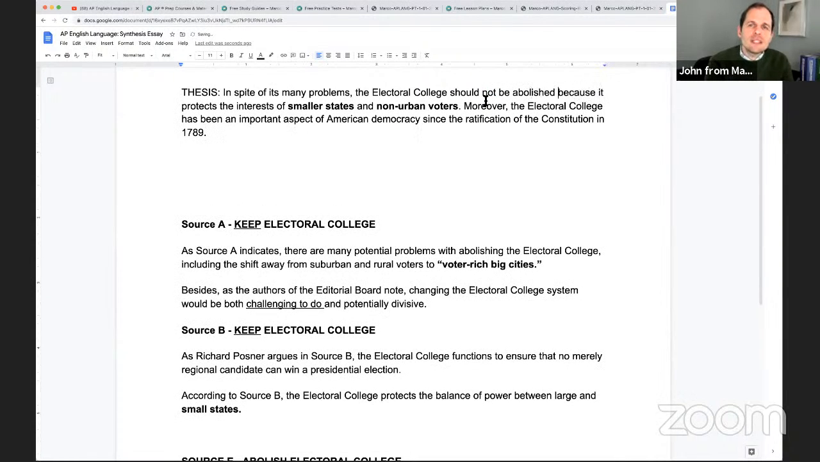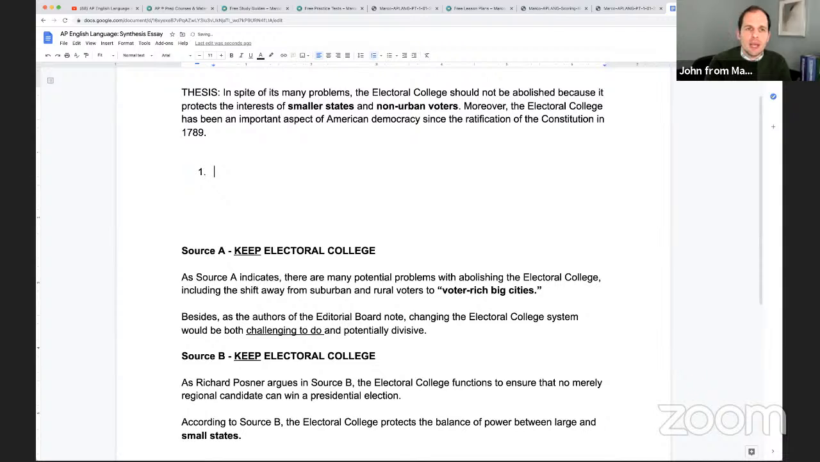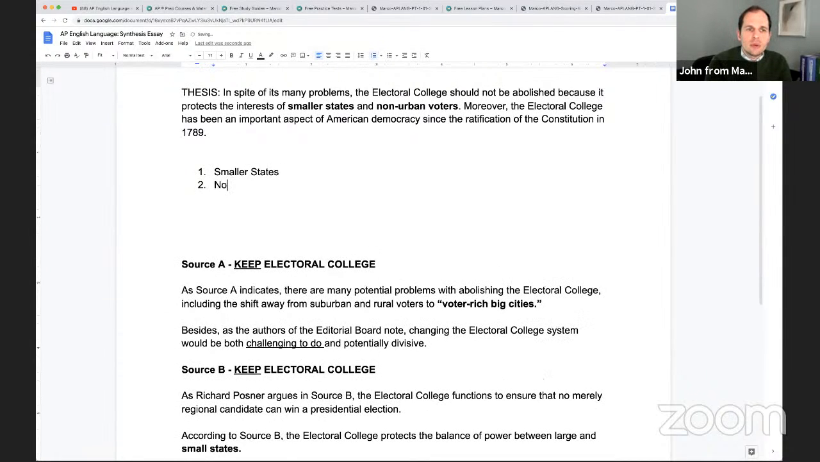Now I've referenced the language of the prompt, responded to it clearly, and I've got this nuanced idea. Let's come up with a structure real quick, okay? I've got smaller states, two, non-urban voters.